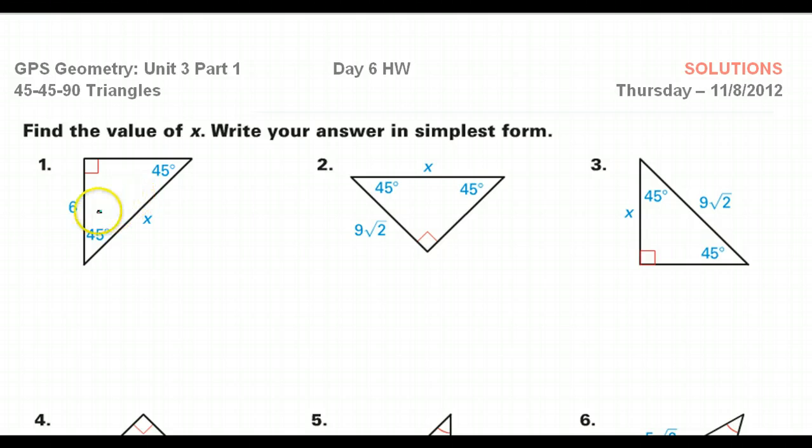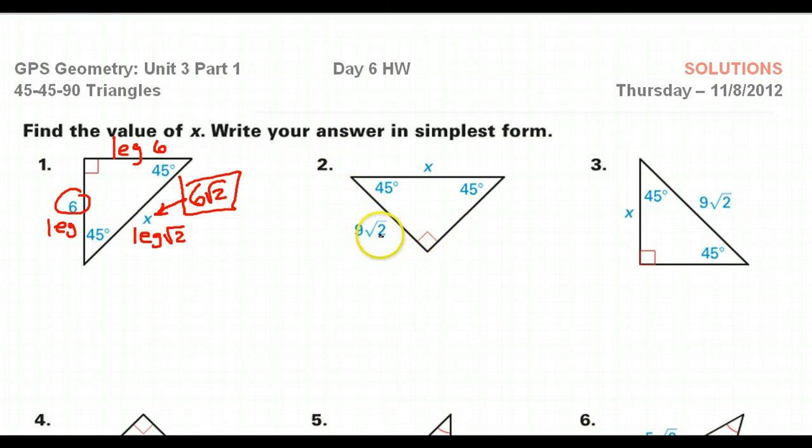Okay, so looking at problem number 1 here, we have a leg, and this will be the leg, and this will be leg, radical 2. So since the leg is 6, then that means the other leg will be 6, and so this should be 6 radical 2. All right, leg, leg, leg radical 2. 6, 6, 6 radical 2.